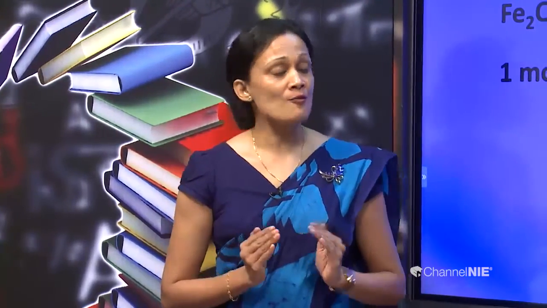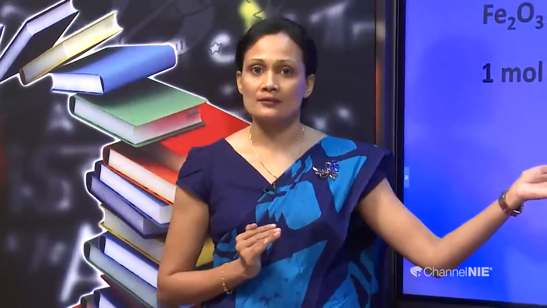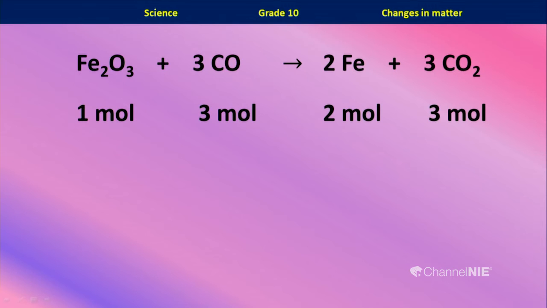By using the balanced chemical equation, you can get the number of moles which react to form the product. Look at this one. Here 1 mole of hematite reacts with 3 moles of carbon monoxide and forms 2 moles of iron and 3 moles of carbon dioxide. It is one piece of information that we can get from a balanced chemical equation.